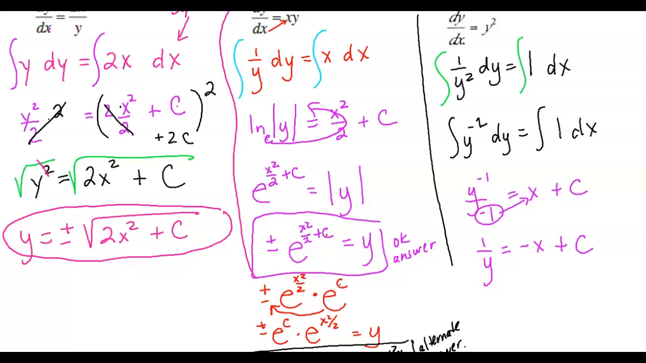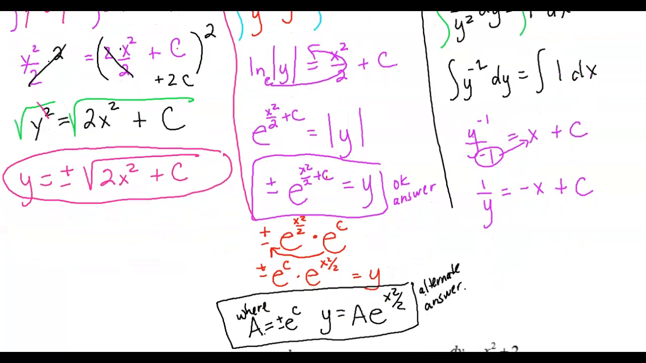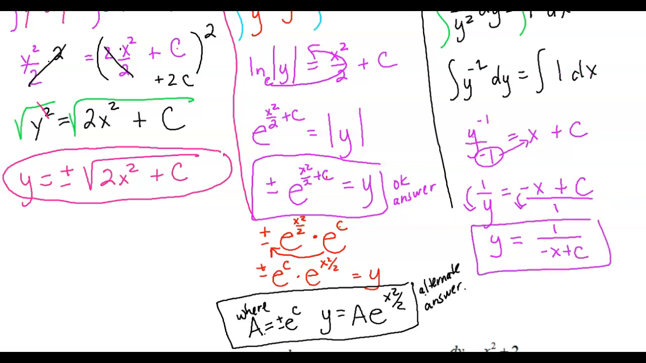Does that make sense? All right. So now the idea is, how do I actually get this alone? Well, I can make this a fraction, and then I can just flip both sides. So I get y over 1, which is just y, equals 1 over negative x plus c. No absolute value, no tricky math. This is pretty straightforward.